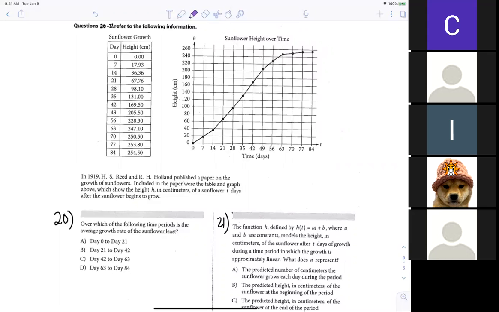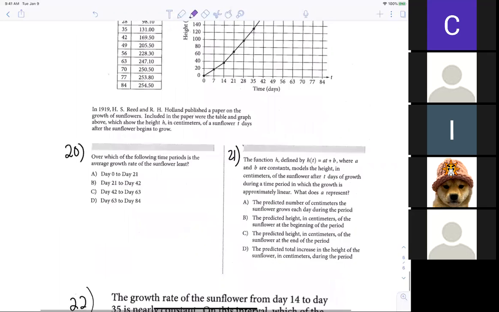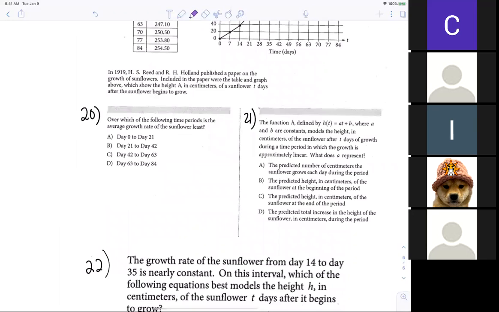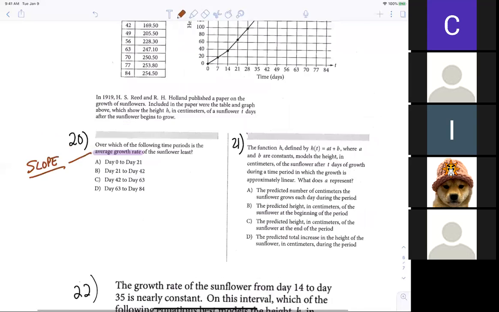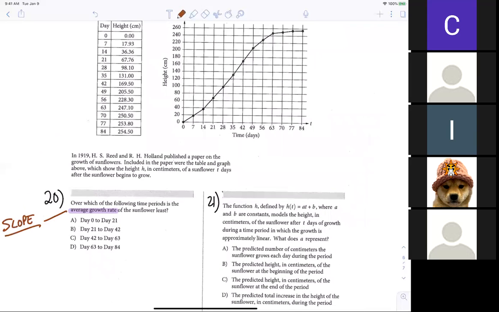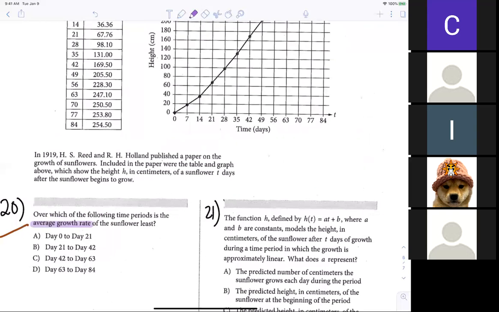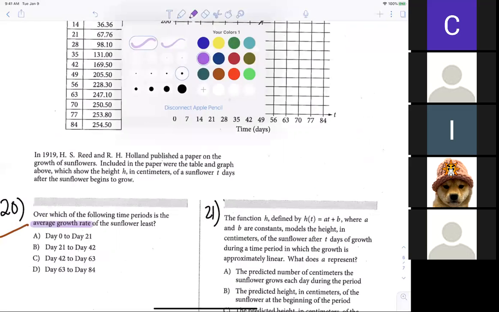Over which of the following time periods, all right, now everybody needs to highlight this. Average growth rate. The average growth rate means slope. Everybody needs to do that. The average growth rate is slope. So now I'm going to look from 0 to 21. I'm going to highlight that. From 0 to 21. And then from 21 to 42.